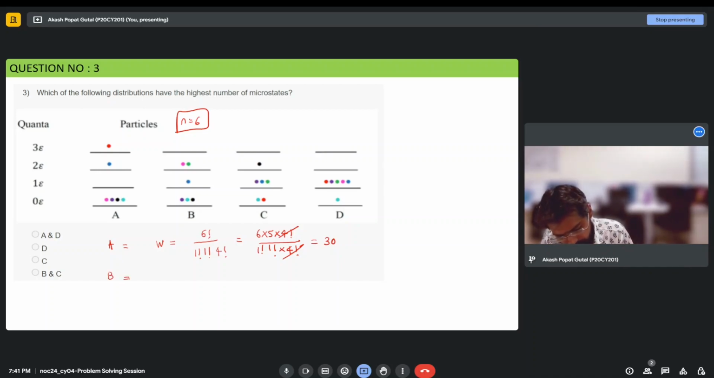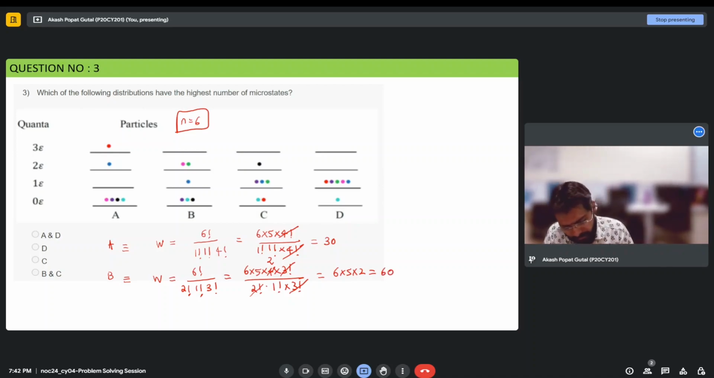For B, similarly, we can calculate the number of microstates: 6 factorial divided by 2 factorial, 1 factorial, 3 factorial. So that will give you 6 cross 5 cross 4 cross 3 factorial divided by 2 factorial, 1 factorial, 3 factorial. 3 factorial gets cancelled, and 2 to the 4, 6 cross 5 cross 2, which is 60. Microstates for B is 60.